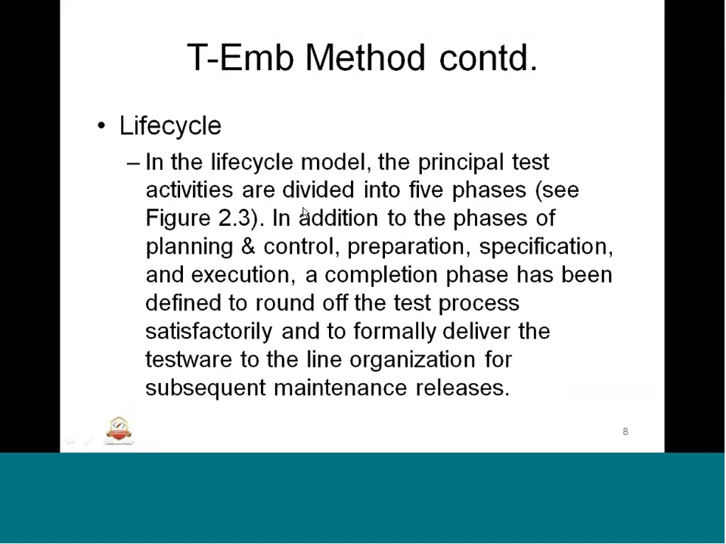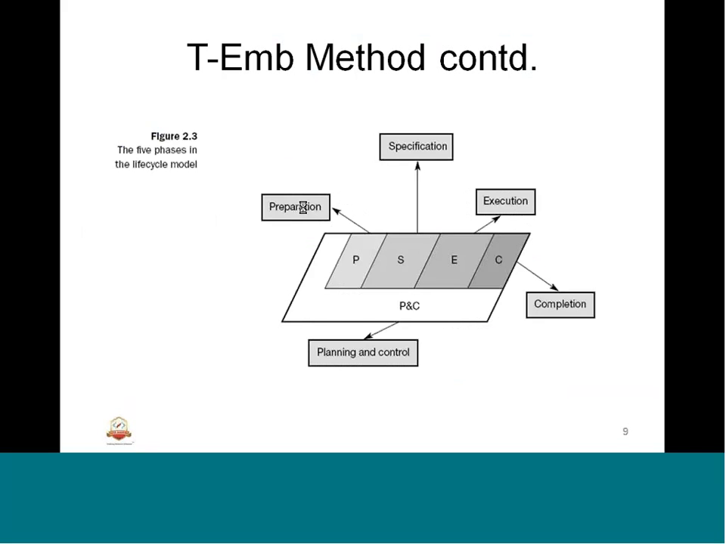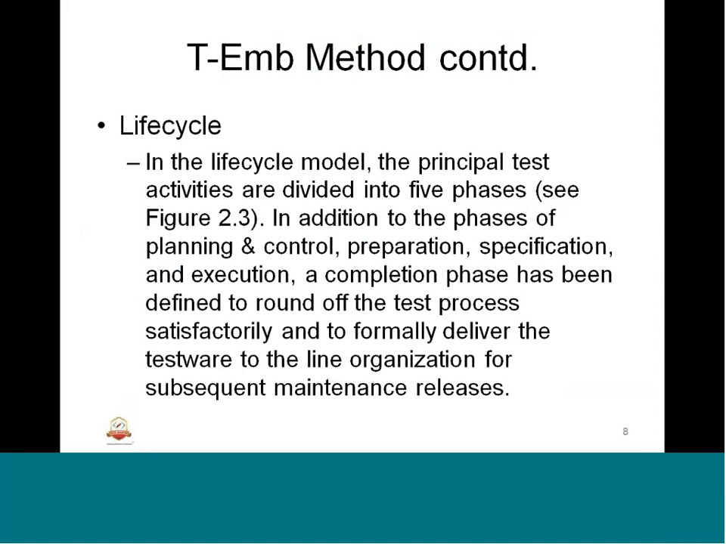In the life cycle model, the principal test activities are divided into 5 phases. What are those 5 phases? We will tell in the next slide. So basically, the life cycle model is divided into 5 phases. In addition to the phases of planning and control, preparation, specification, and execution, a completion phase has been defined to round off the test process satisfactorily and to formally deliver the testware to the organization for subsequent maintenance release.